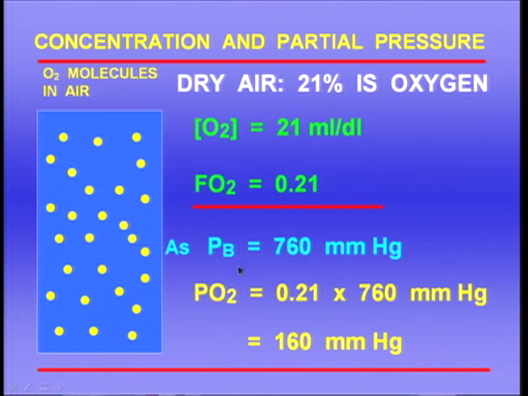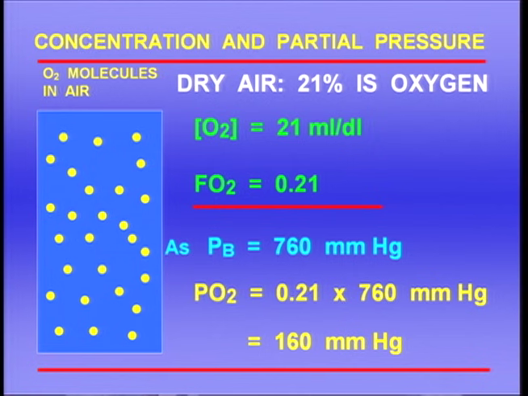Now let's look at the notion of partial pressure. It's a very important idea. We use it extensively. And the partial pressure is simply the oxygen concentration, in this case the fractional concentration, multiplied by the barometric pressure, which at sea level is 760 millimeters of mercury. So we multiply 0.21 times 760, and that gives us a partial pressure of oxygen in dry gas of 160 millimeters of mercury.